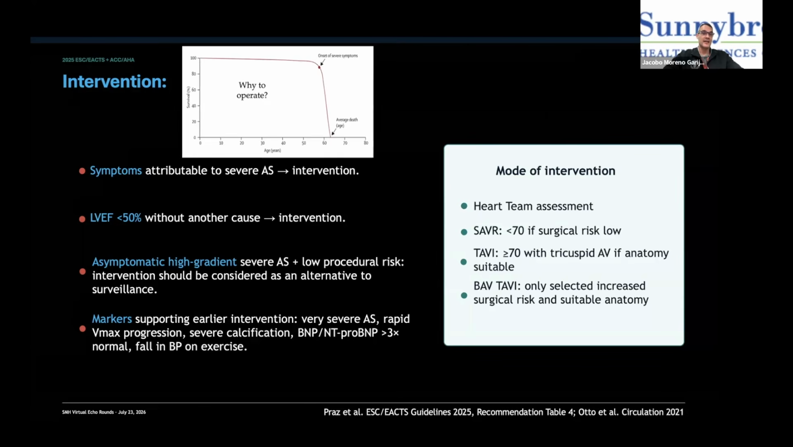If you have an asymptomatic high gradient severe aortic stenosis and it has low procedural risk, you can consider it. And if you have markers that support this, like very severe AS, rapid Vmax progression, severe calcification, all these are going to give you an idea that we need to act on this valve. Of course, not only surgically, but also with transcatheter aortic valve replacement, right?